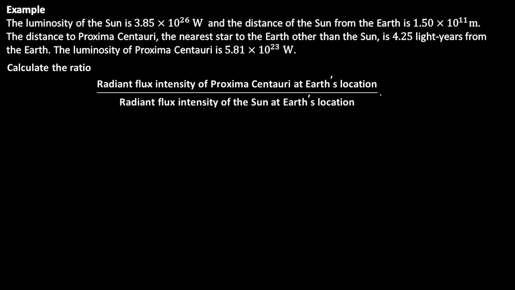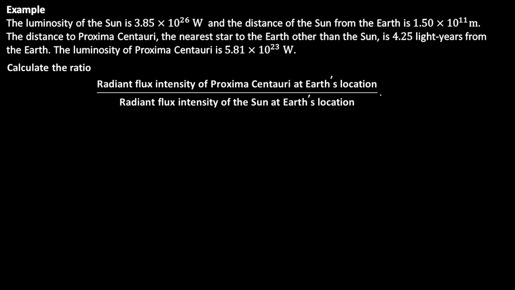So here we have an example. The luminosity of the sun is 3.85 × 10^26 watt, and the distance of the sun from the earth is 1.50 × 10^11 meter. The distance to Proxima Centauri, the nearest star to the earth other than the sun, is 4.25 light years from the earth. The luminosity of Proxima Centauri is 5.81 × 10^23 watt.